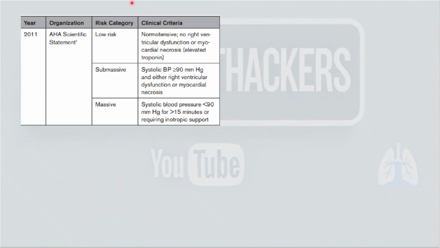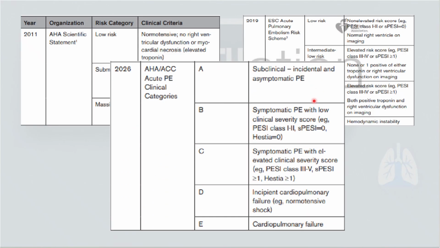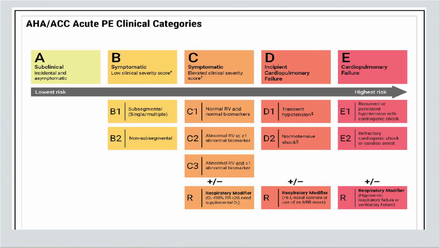So this was the 2011 classification of pulmonary embolism, which classified it as low risk, submassive, and massive. Then this is 2019, which changed submassive into intermediate-low risk and intermediate-high risk. But now we have this ABCDE classification of 2026. We'll consider and deal with each class, A, B, C, D, and E, in further slides.